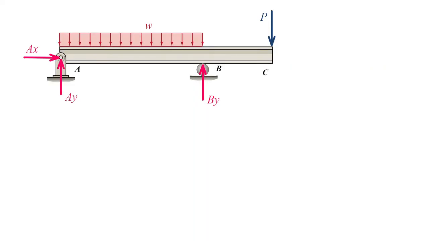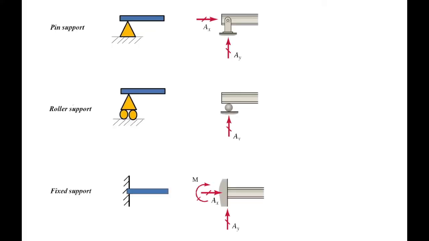The first step in drawing the shear and moment diagrams for a beam is to determine the reaction forces in the structure. And this is done by using the free body diagram. The free body is created by removing all restraints and replacing them with reaction forces. Basically, there are three different types of supports in a beam: the pin support, the roller support, and the fixed support. Let's look into them one by one.